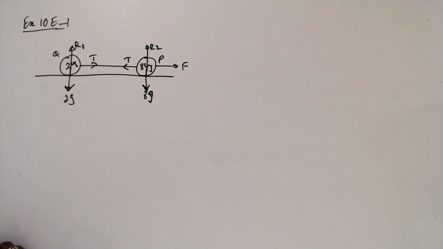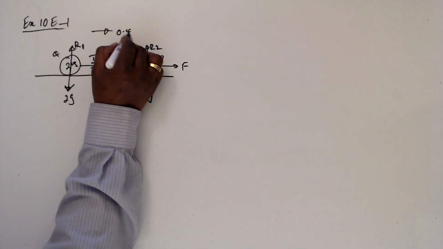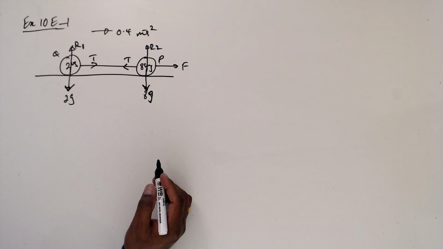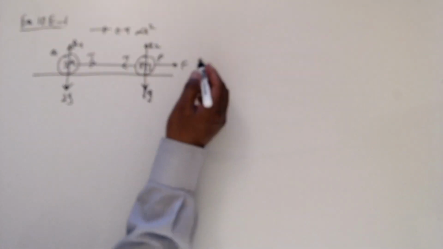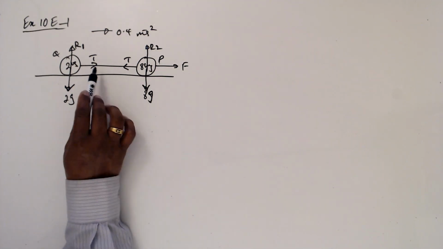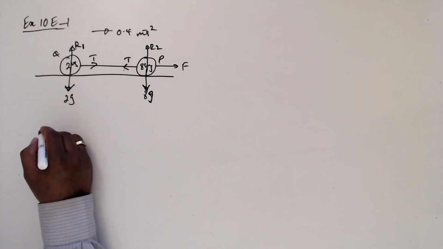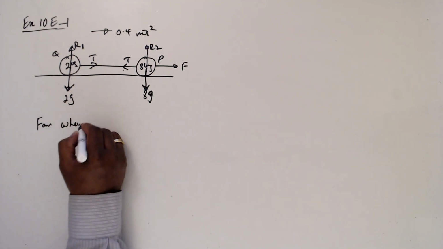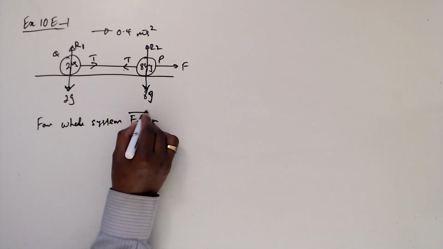The first question is find the value of F. Okay, this system is moving with 0.4 m s^-2 acceleration. So we need to find this force F. So I know that when I consider the whole system, I can avoid this tension. So for the whole system, I put F equals ma in this direction.